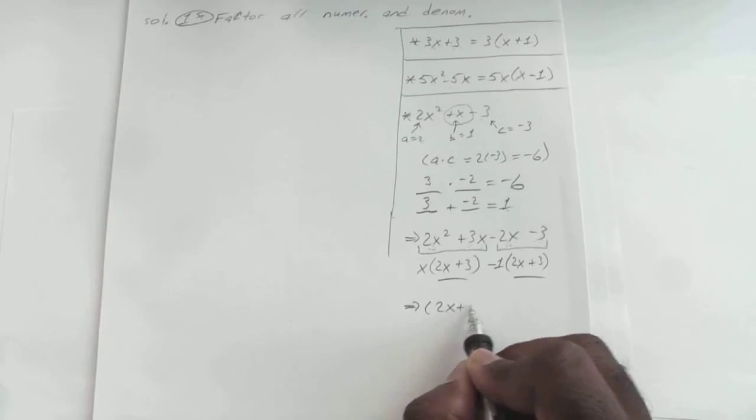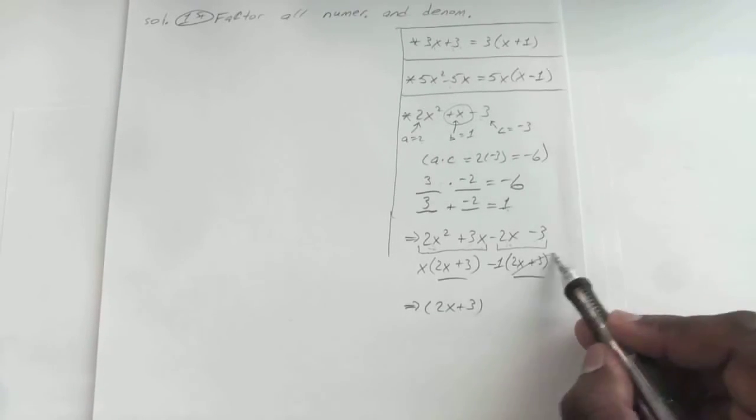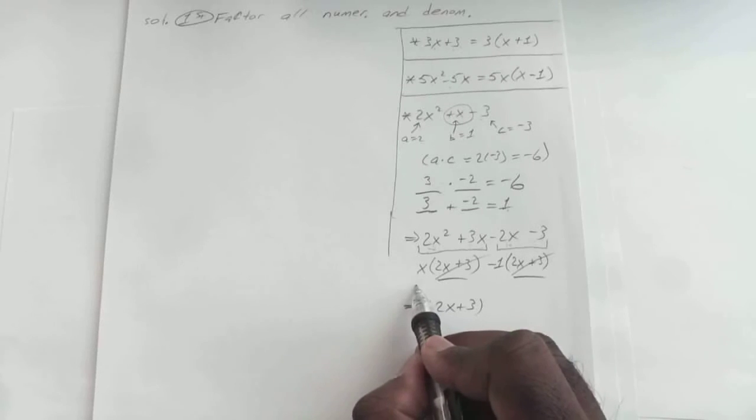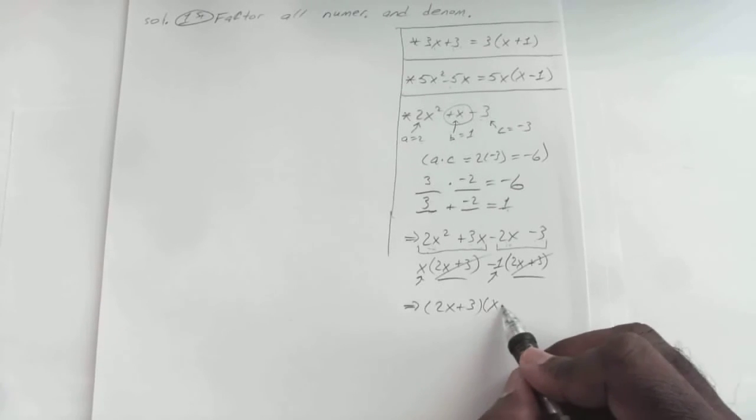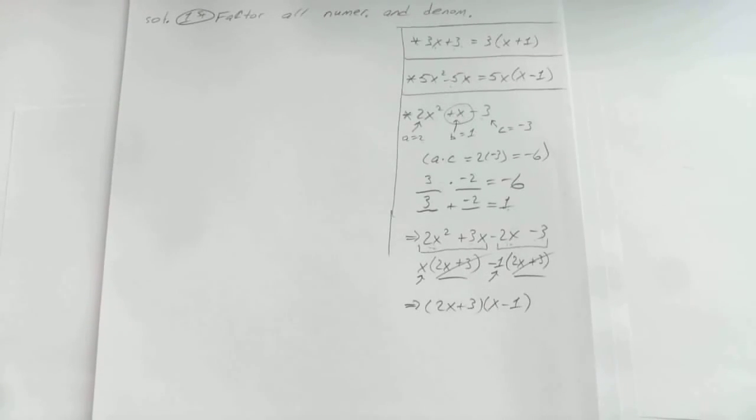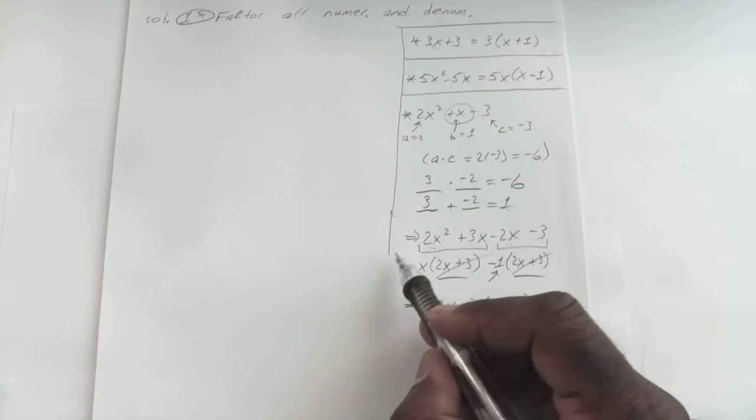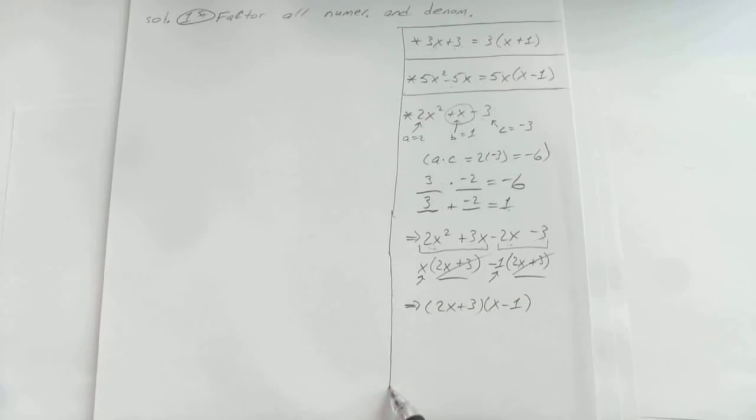So you have 2x plus 3, and you can cross those out if you like. And whatever's left will go into the other parentheses. So you have x minus 1. Okay, so that one's all factored out.